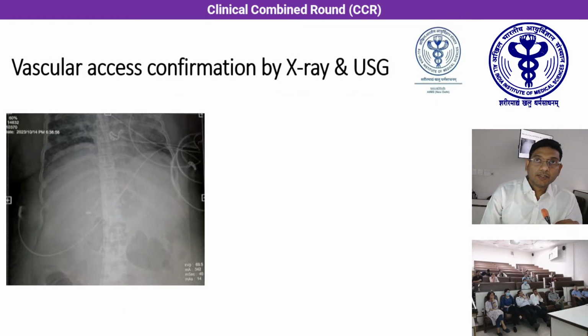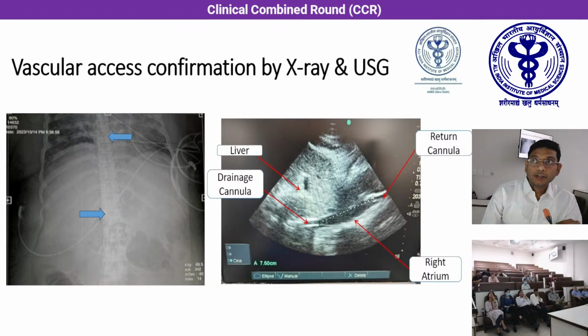For confirmation, as we discussed earlier, we did an X-ray. Here in the X-ray, we can see the drain cannula present in the IVC, and here is the return cannula, seen in the RA, right atrium. It was also confirmed by ultrasound. Here we see in the right atrium there is a return cannula, and from the left side we can see a drainage cannula. The distance between the two cannula tips was around 7.5 centimeters, which was found to be adequate, and there was no recirculation of the blood flow.